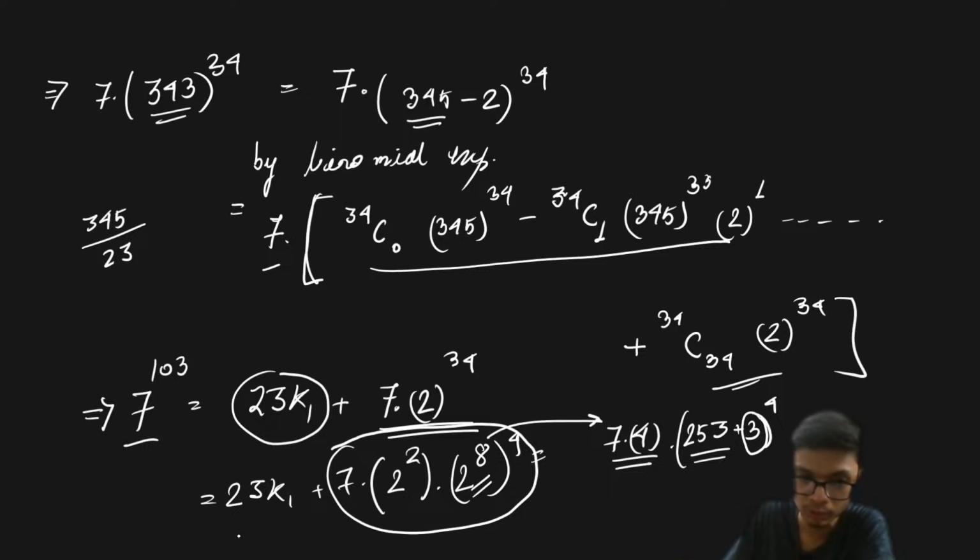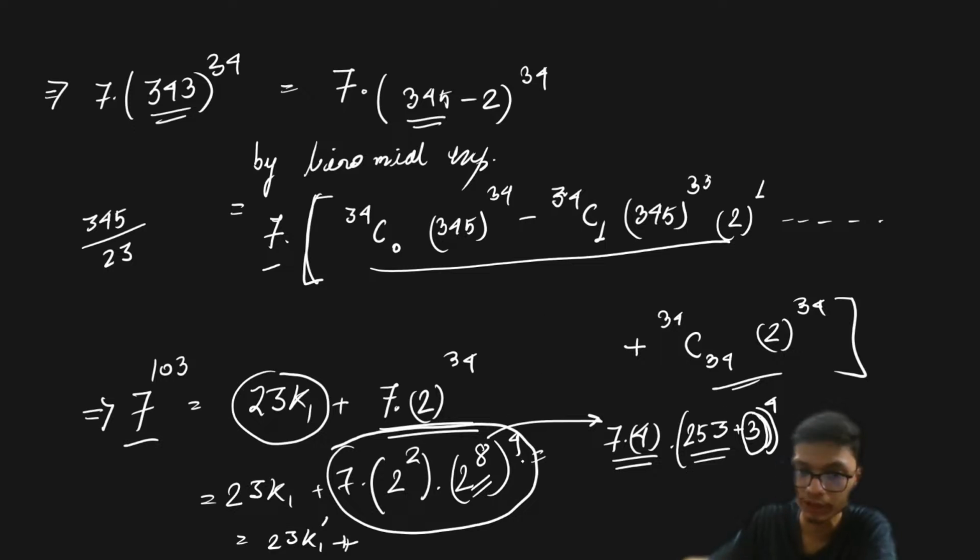So your number is going to look like 23 times some integer, let us call this k dash, some different integer, plus this 28 multiplied with 3 to the power 4, right? That is what the number will look like. So that will basically be the form, that is 28 into 81, right? 28 into 81.